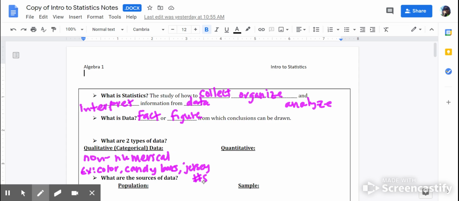When we get to quantitative data, you think about quantity. So if you go on Amazon and you order something, you see a little box at the bottom that says QTY, that's quantity. How many do you want? So this will be numerical data points. Things such as height, test scores, or shoe sizes.